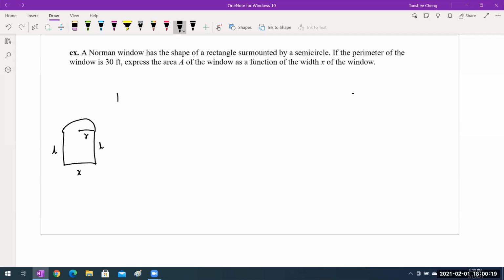And we know that the perimeter of this Norman window is 30 feet. And what is the perimeter? The perimeter in this case is the length plus 2 of the length plus the width, plus the circumference of the half of a circle. Circumference of the circle is 2 pi r. Half of that will be just pi r, which is equal to 30. Right? So that's what we have so far.